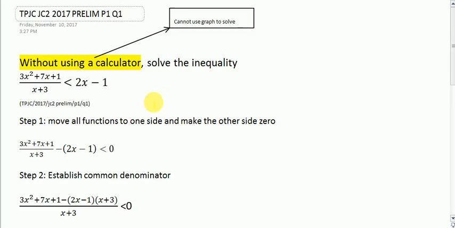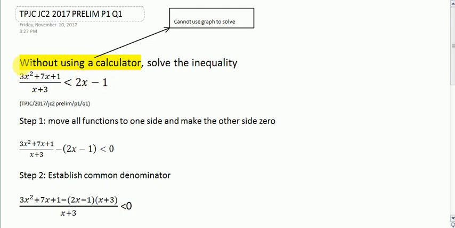Okay, so for this video, I'll be going through with you how to solve an inequality question that came out during the TPJC prelim for GC2 in the 2017 paper 1. Alright, this is the question. Without using a calculator, solve the inequality (3x squared plus 7x plus 1) over (x plus 3) smaller than the function 2x minus 1.